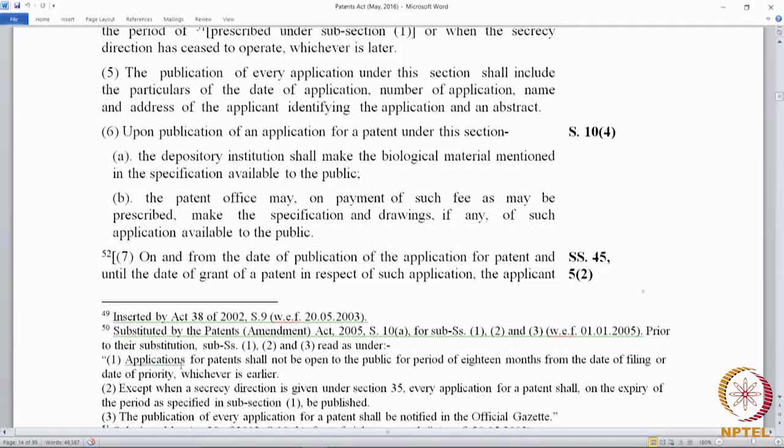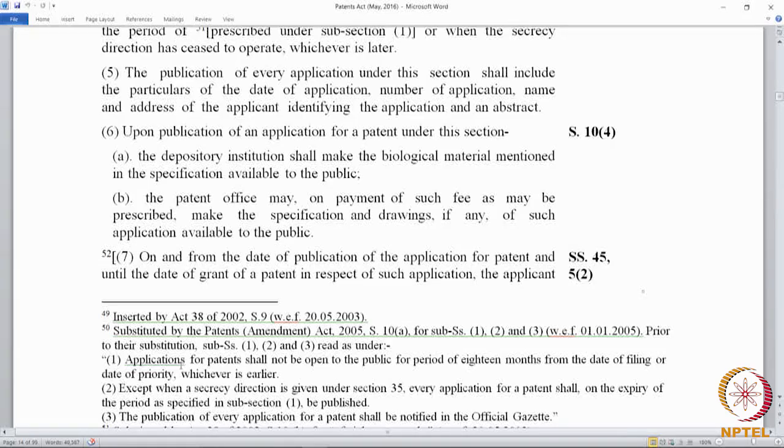So, as we mentioned, the patent application goes through two publications. The first publication is the publication of the application as filed, which happens under 11A(5), and the second publication is the publication of the grant, which happens under section 43(2).